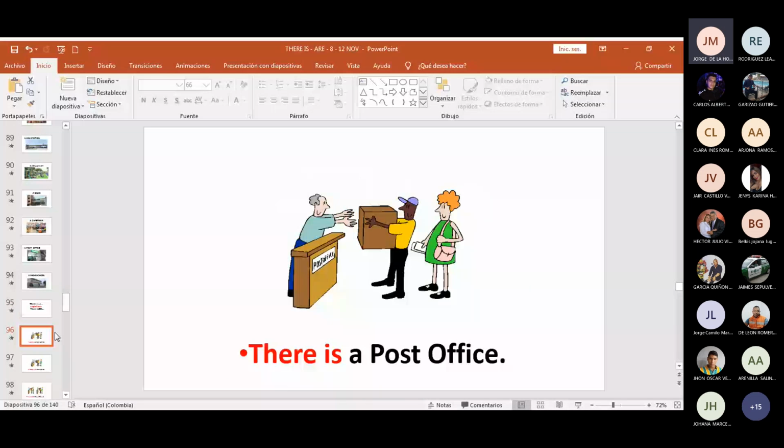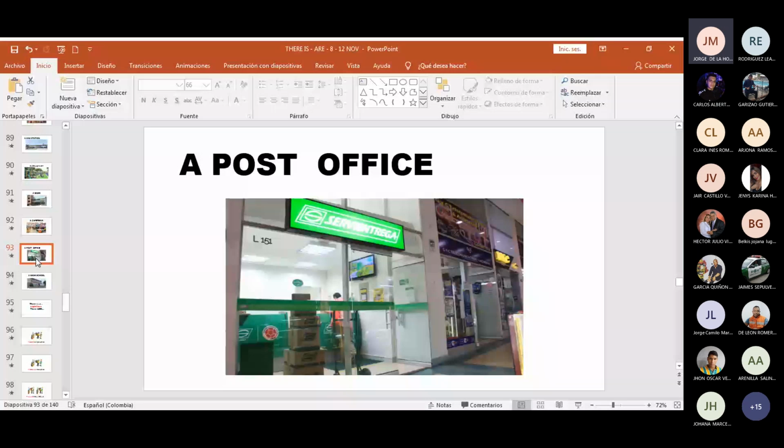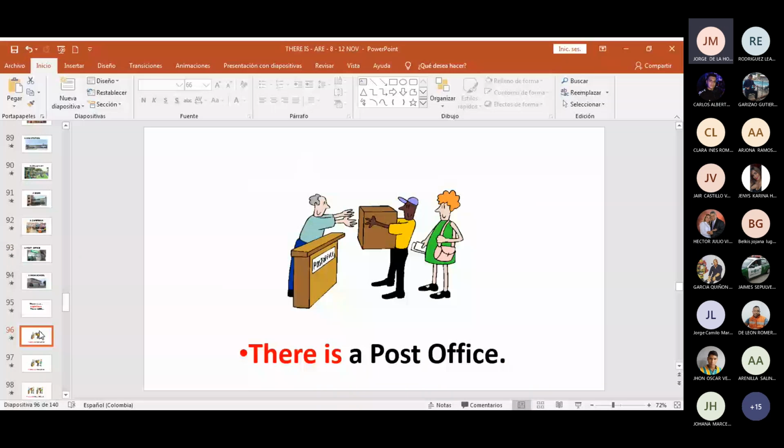In Spanish, post office. Un servientrega. Okay. Un servientrega es un servicio postal. Si en mi barrio hay un servicio postal, como digo yo, there is a post office. Yeah, very good. There is a post office. Very good. Or maybe you can say there is one post office. You can say there is a post office, or you are going to say there is one post office.